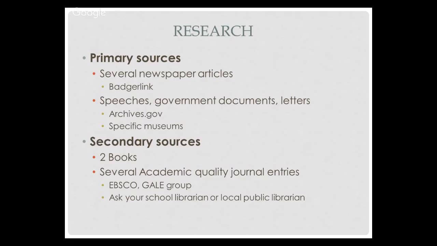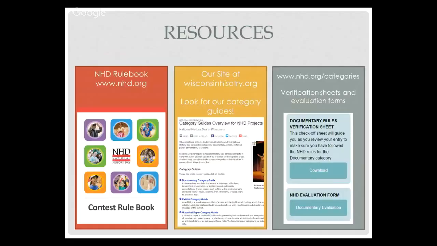I'd also say that you need at least 4 or 5 academic quality journal entries. A lot of you might be using EBSCO, Gale Group. Ask your school librarian or public librarian how to access these. A lot of you will have more access than you think. The academic quality really shines through when we look at student projects.